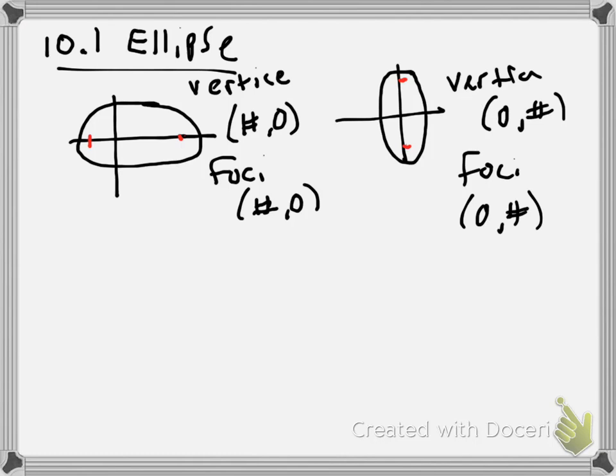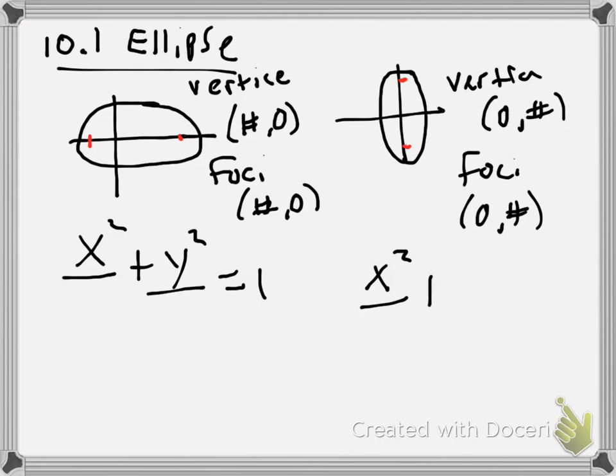Okay, so when you're looking at ellipses, there's two different types of functions, depending on which one you have. And pretty much they look exactly the same. Okay, so x squared over something plus y squared over something, over 1. And the same thing with one like this. It's going to have x squared plus y squared equals 1.